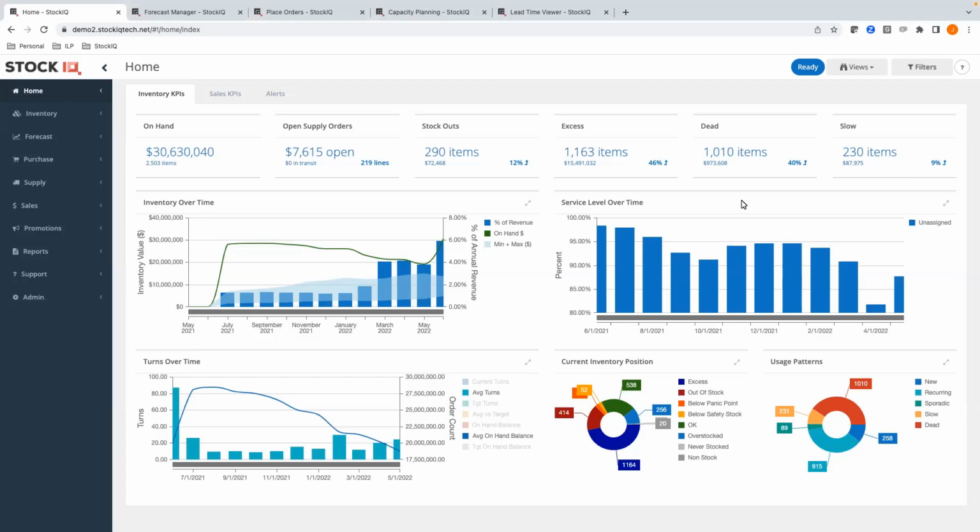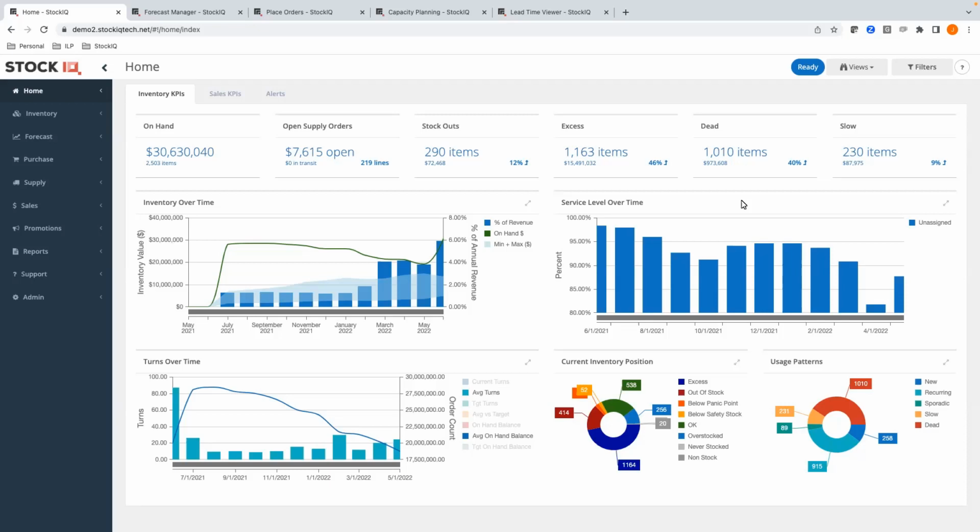We also look and identify the usage types for specific items. Are they new? Are they recurring, sporadic, or slow? This helps guide the overall replenishment policy used to manage them. The application is alert-based, and we're going to be making recommendations on what the planner needs to focus on.